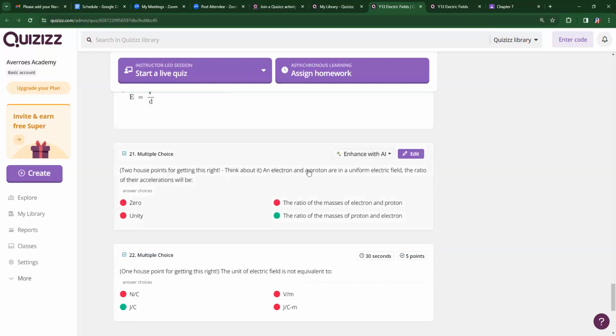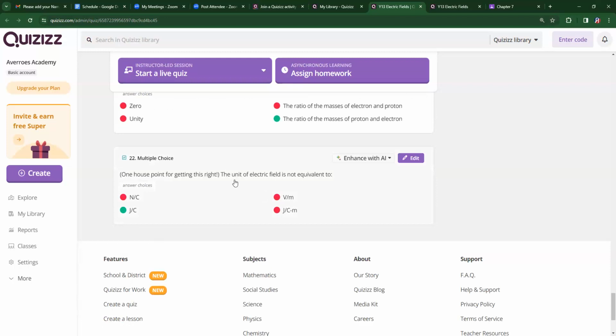Okay. An electron and a proton are in a uniform electric field. What is the ratio of acceleration? So the ratio of masses of protons to electrons gives you that ratio. And unit of electric field, okay, it's energy over charge. So energy we measure in joules and charge in coulombs. Okay, so whenever you have some unit analysis, try to think about using formulas. So if they mention electric field, yeah, it's energy, work done per charge.